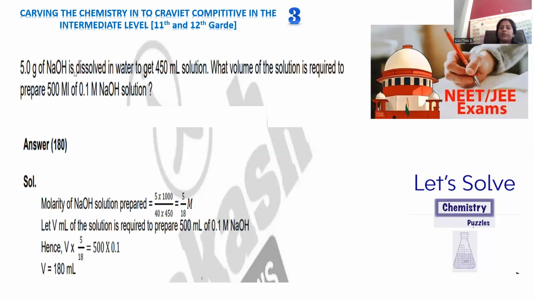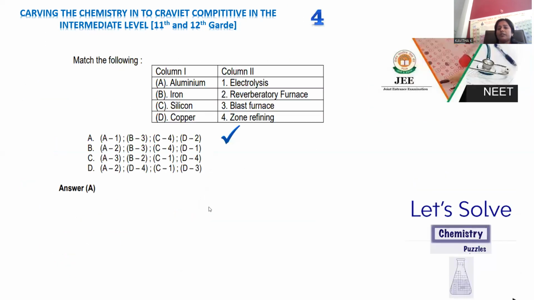Initially, whatever NaOH is given, that can be calculated for its molarity. Later on, we have to use the formula M1 V1 is equal to M2 V2. Simply, you can put all the known terms and we will get the volume of NaOH. Move on to question number 4.